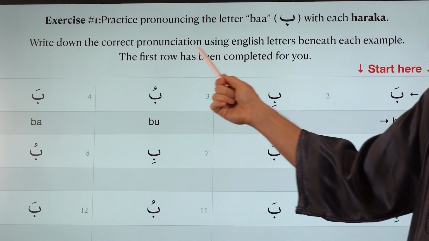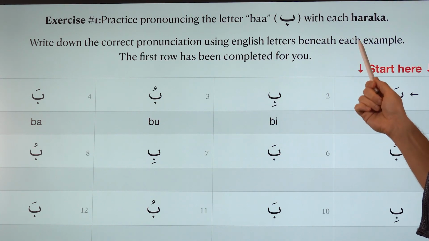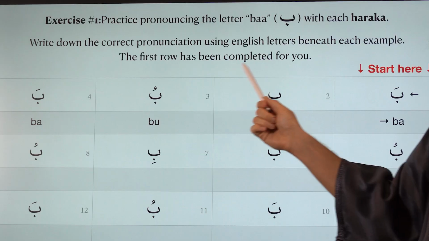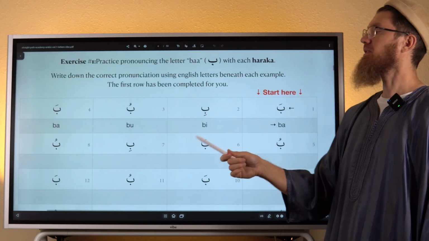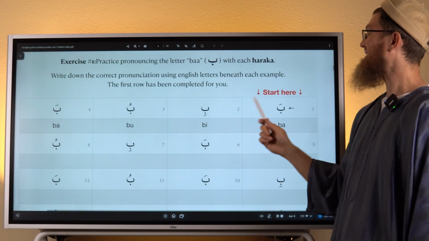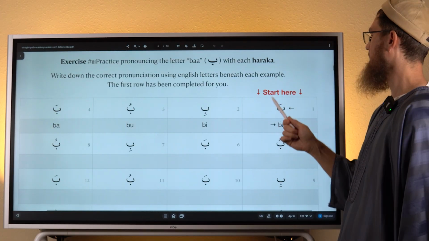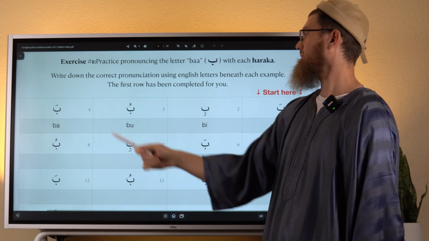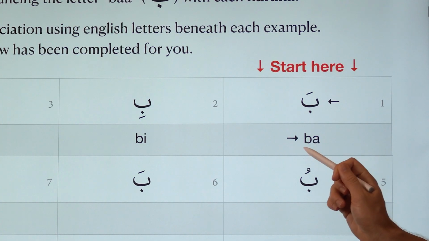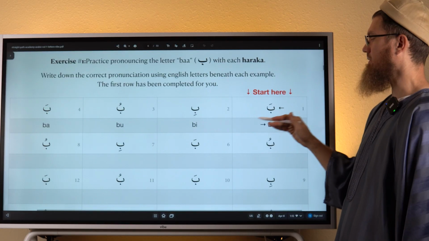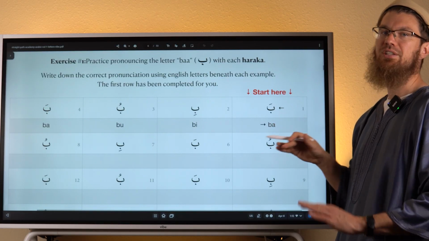Write down the correct pronunciation using English letters beneath each example. The first row has been completed for you. So remember, Arabic is written from right to left. That's why it says start here on the right, and we're going to go from the right to the left. However, when we write the English transliteration, we're still going to write that from left to right. And the transliteration, it's just like training wheels.